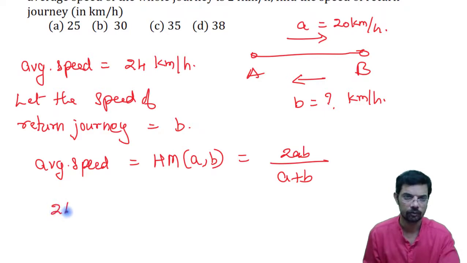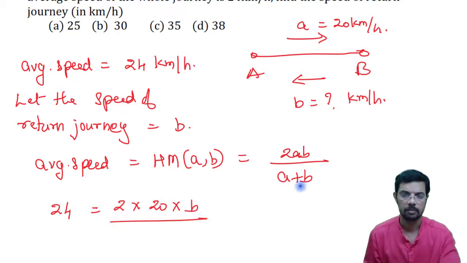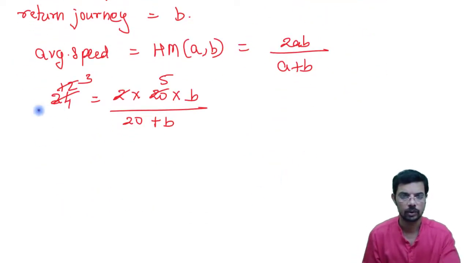So we shall take this as 24, and this will be equal to 2 into AB. So 2 into what is A? A is equal to 20 kilometers per hour, into B divided by A plus B. So this is 20 plus B. What is B? B is unknown. So we can cancel something here and there. So 2 into 12. Okay. Then we have 4 5s are 20 and 4 3s are 12. Okay. So this can be further written as 3 into 20 plus B.